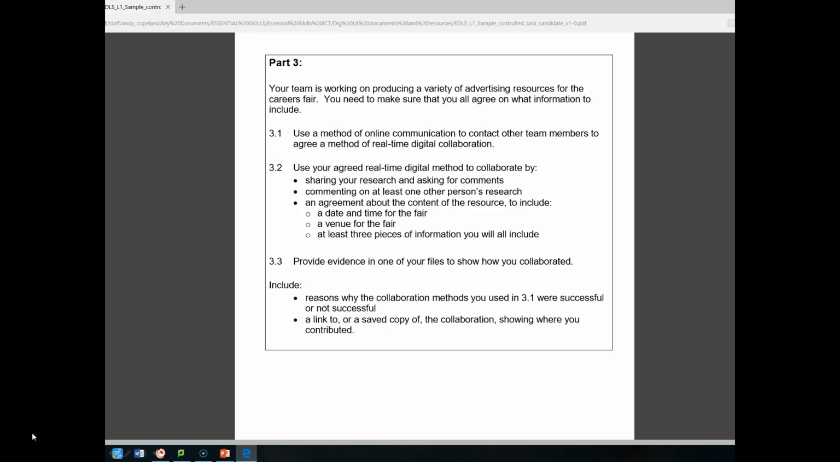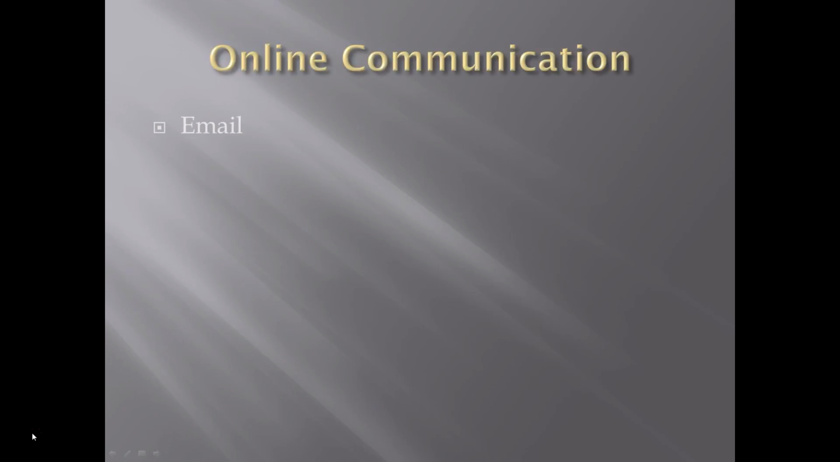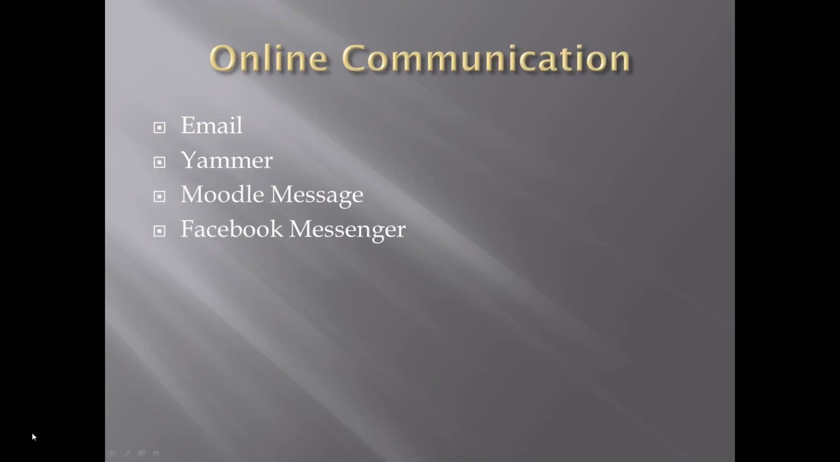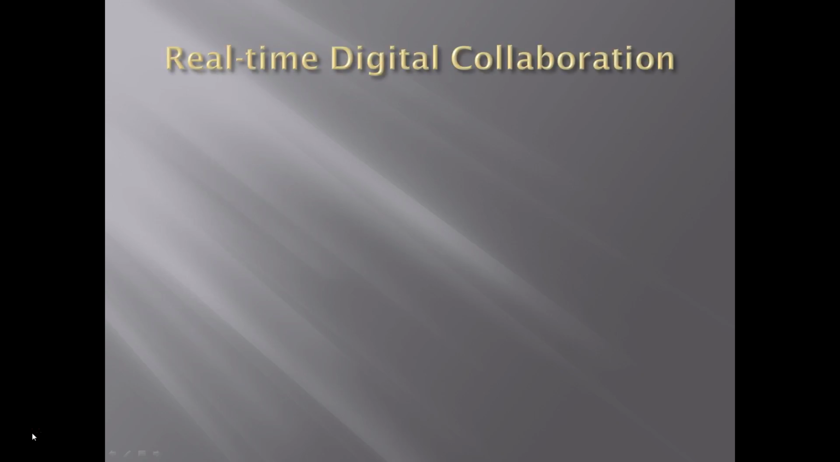It starts in 3.1. You have to get together with your other team members via one of these following methods: either email, Yammer, Moodle Message, Facebook Messenger, Twitter, etc., things like that, to decide on what is called a real-time digital collaboration method. So you're going to use one of those methods, which you'll decide in your team, to decide on a real-time digital collaboration method, which you will then take forward to complete the rest of part 3.